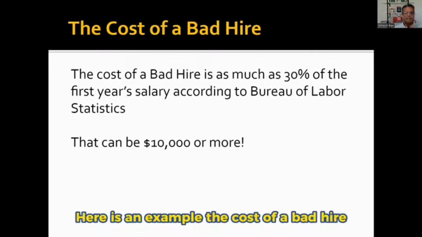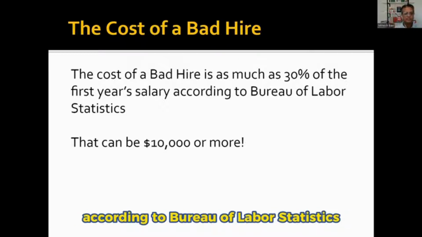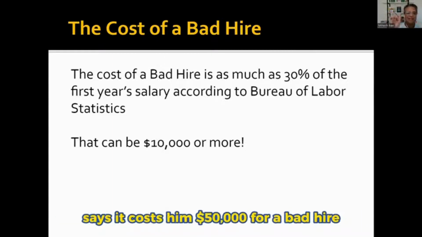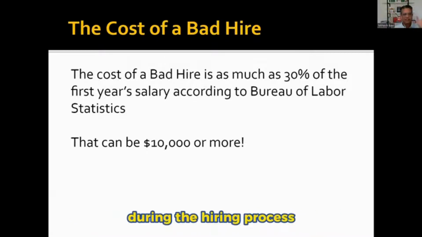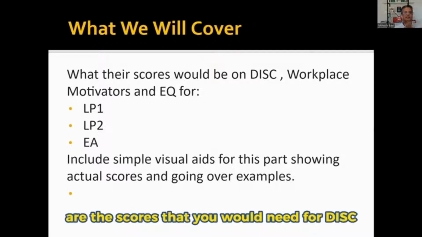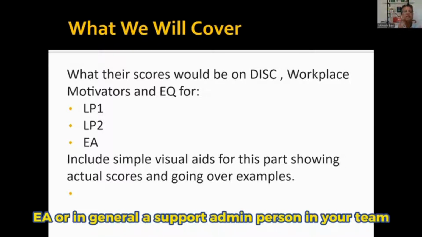The cost of a bad hire is as much as 30% of the first year's salary, according to the Bureau of Labor Statistics. That can be $10,000 or more. One of my friends, who is the CEO of a big company, says a bad hire costs him $50,000. So make sure you take the time during the hiring process. As in one of my books, hire slowly, fire quickly. What we will cover specifically are the scores you would need for DISC, workplace motivators, and EQ for LP1, LP2, EA, or in general a support admin person on your team.